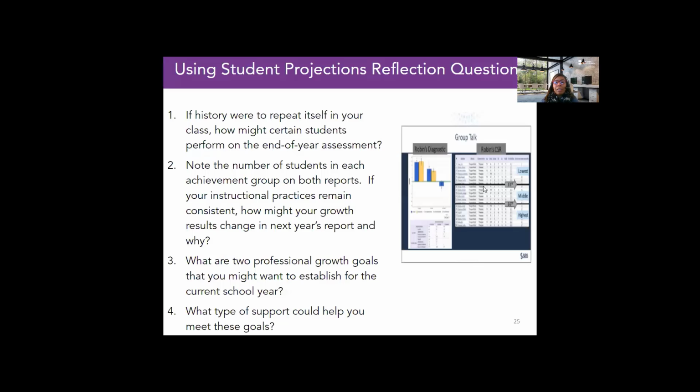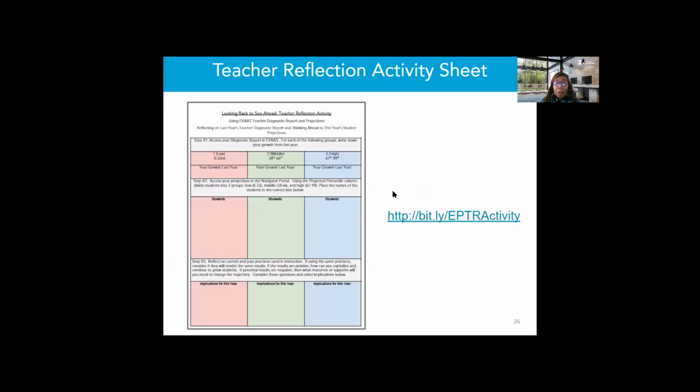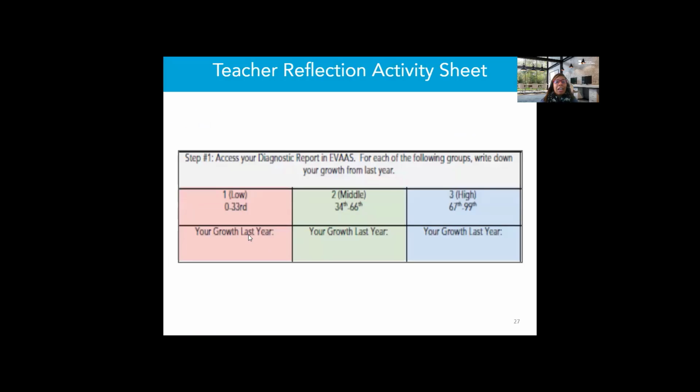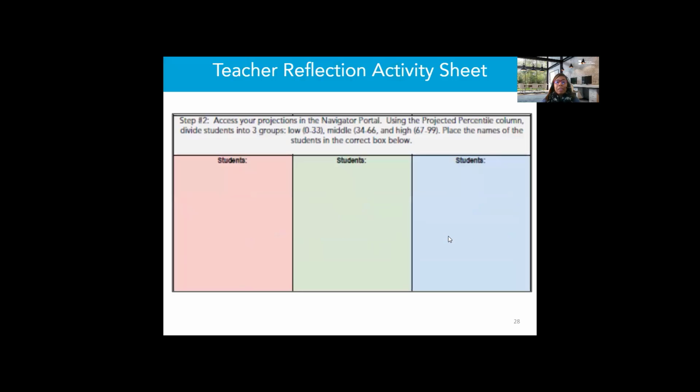And so if I was this teacher, I might have been at a positive 9.7 for this group, right? And then for this group, I might have been at a positive 5. And then this group, I would write -3, right? So that is my, and I'm just kind of going off of looking at it from a distance, that would be my growth from the last tested year. Step 2 is to access your projections, right? So now we're going to look in the Navigator portal and look at our projections.